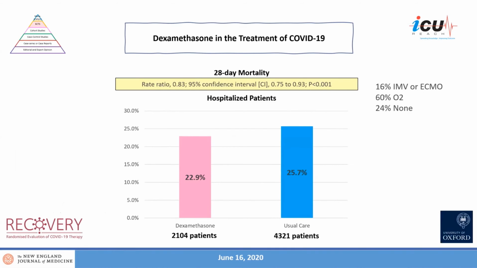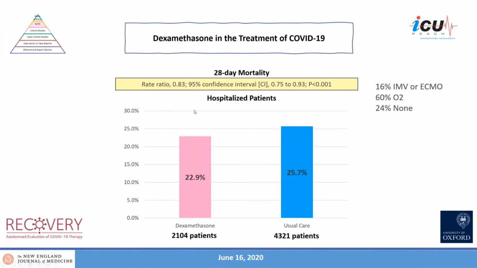But the most remarkable data that came out actually came from Oxford University, and the study is part of the recovery trials. Recovery stands for Randomized Evaluation of COVID-19 Therapy, and it is a well-designed study. It looked at 28-day mortality for those patients who had dexamethasone at a low dose versus usual care for all the severe cases that were admitted to the hospital. If they received dexamethasone 6 milligrams every day for 10 days or till discharge from the hospital, their mortality rate was 22.9%, versus 25.7% if they received usual care.